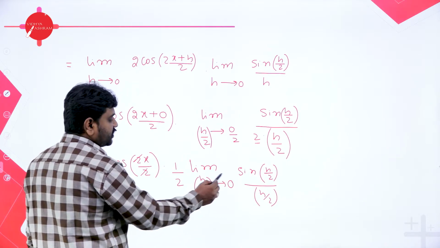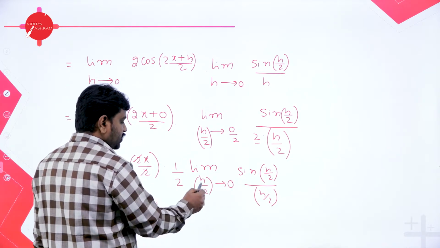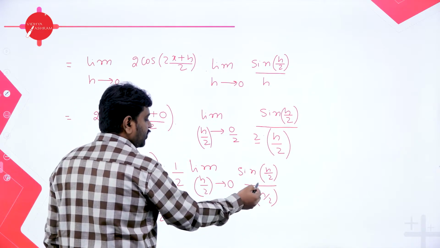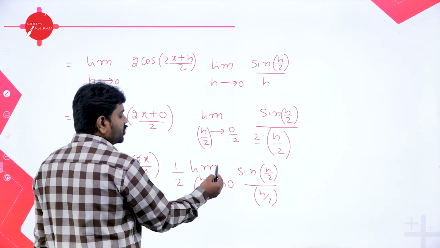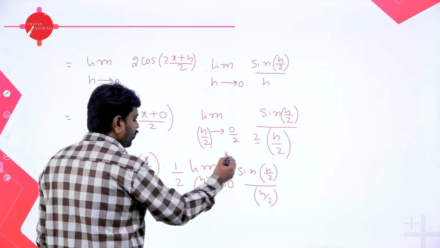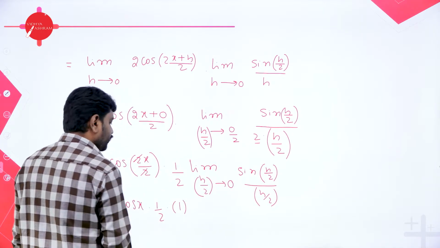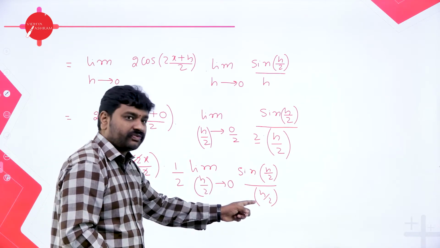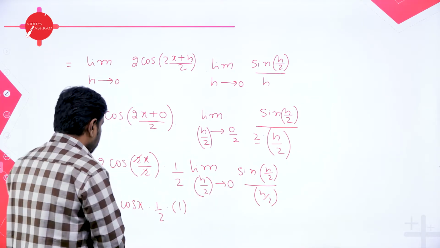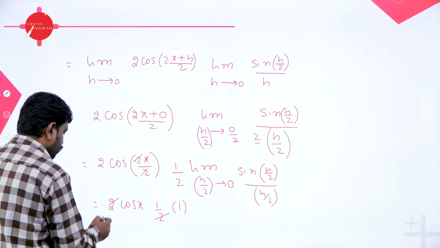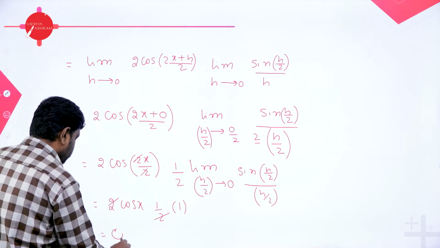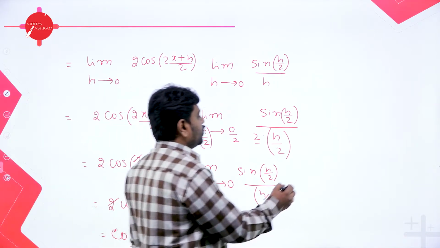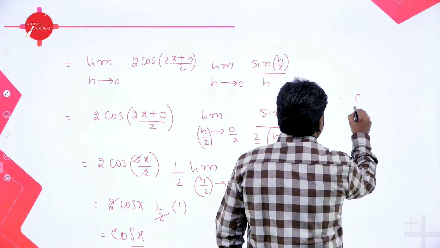Now this 2 and 2 cancel, and I am left with 2 cos x into 1 by 2 into, now this is in the form limit x tends to 0 sin x by x. Inside the sin I have h by 2, the denominator I have h by 2, and it is tending to 0. So by the sandwich theorem the whole limit becomes 1. 1 by 2 into 1, because it is in the form limit x tends to 0 sin x by x, by the sandwich theorem it is 1. So now I can cancel 2 and 2. I am left with cos x, so cos x into 1 is cos x. Therefore, what is the conclusion? Therefore f dash x is cos x.